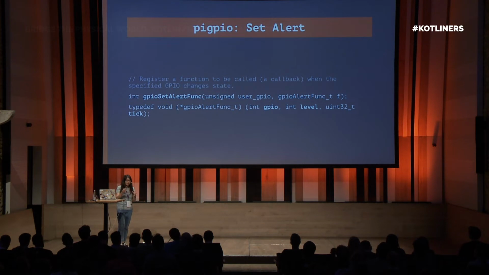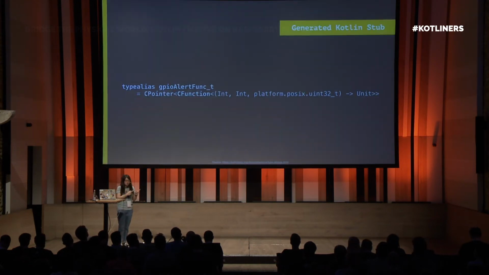So reading, if you've ever done C before, it looks quite easy. But what happens when it's translated into Kotlin Native? So that's what's generated by Kotlin Native. As you can see, it's a type alias of a C pointer, of a C function wrapped by a C pointer. Inside the C function, we see something familiar. It's a kind of a lambda.